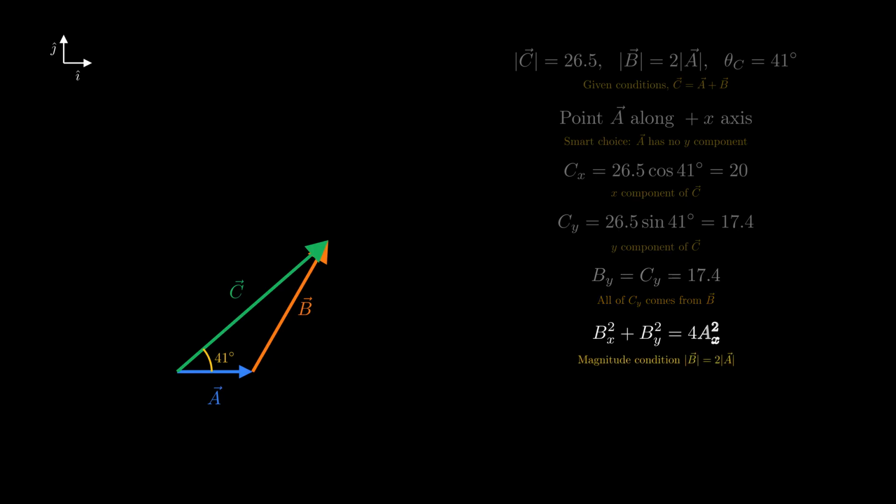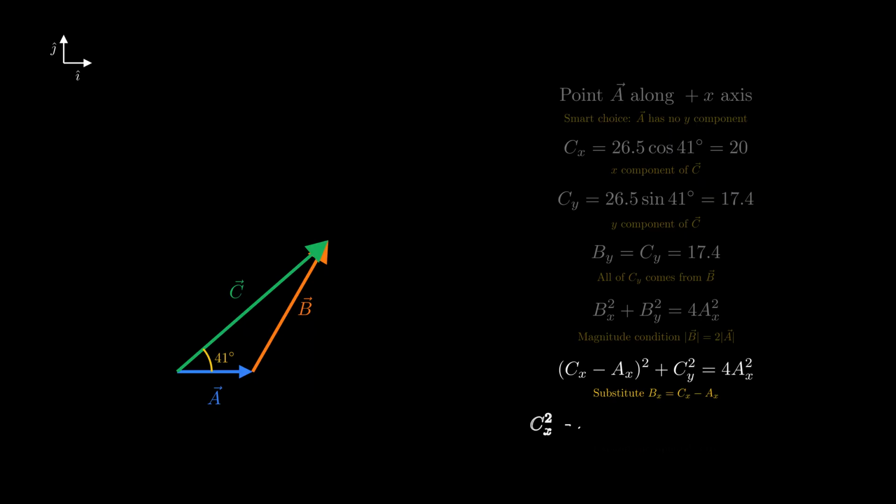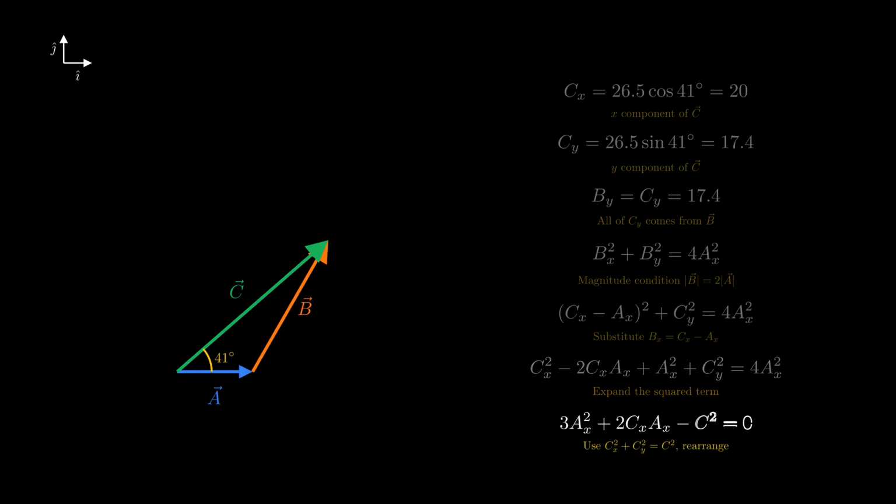Now use the magnitude condition. Bx squared plus By squared equals 4 times Ax squared. Substitute Bx equals Cx minus Ax. That gives the quantity (Cx minus Ax) squared plus Cy squared equals 4Ax squared. Expand it out: Cx squared minus 2CxAx plus Ax squared plus Cy squared equals 4Ax squared. But Cx squared plus Cy squared is just C squared. Rearranging gives a quadratic: 3Ax squared plus 2CxAx minus C squared equals 0.